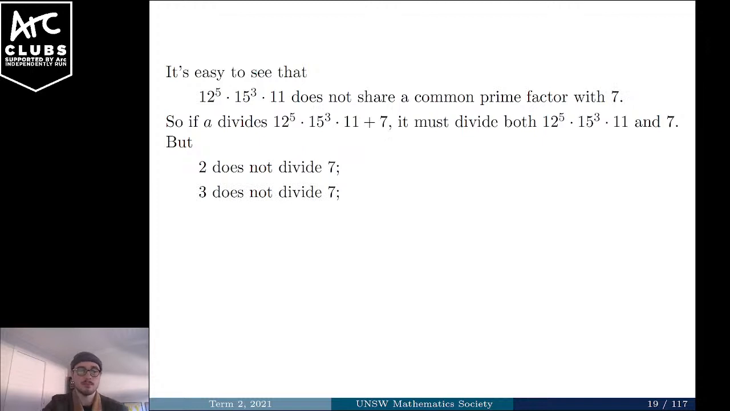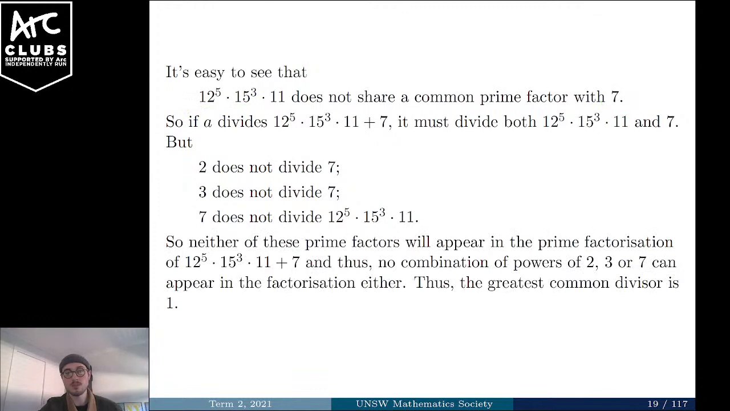Same with 3. 3 divides into here. Actually, it divides in there quite a lot, but it doesn't divide into this part. So therefore, 3 does not divide this whole number. 7 definitely divides into here, but going the other way, it doesn't divide into this side. So then 7 doesn't divide either. So we've checked all the cases. So none of these prime factors appear in the prime factorization of this number on the right.